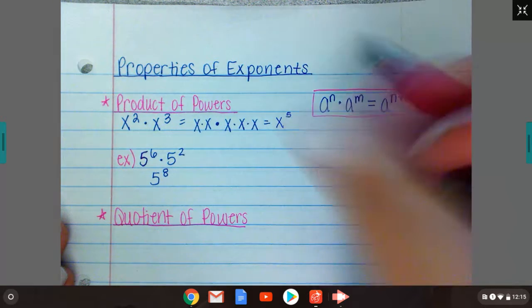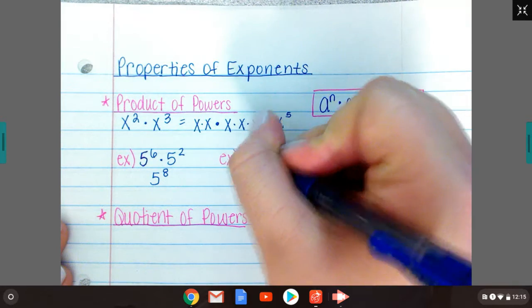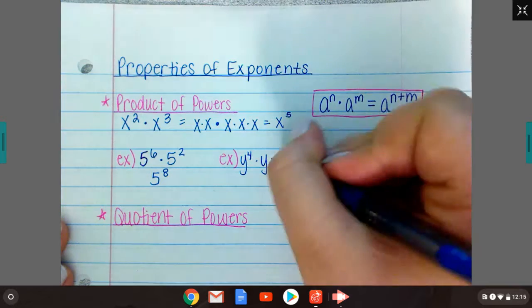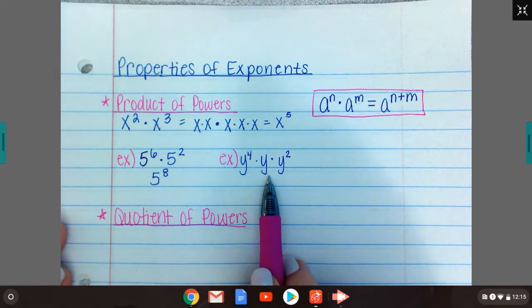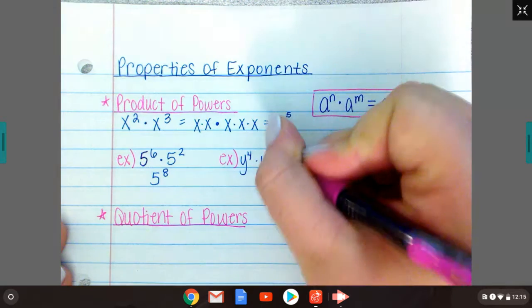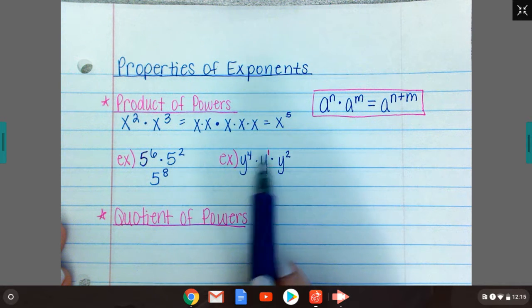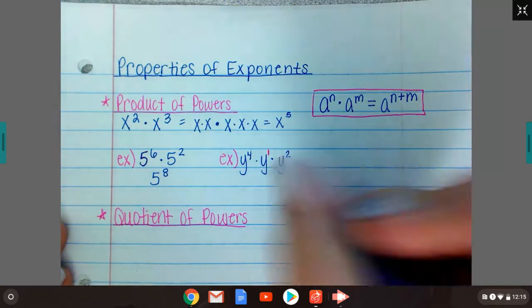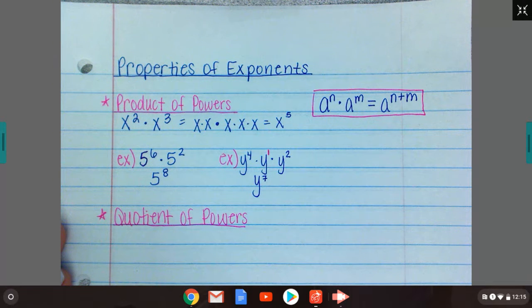Here's another one. If I had y to the 4th times y times y squared, one thing to notice here is sometimes they try to throw you off by giving you a variable without an exponent. If there's no exponent, there's an invisible 1 there. So we can add all of our exponents here. 4 plus 1 plus 2 is 7. So that's y to the 7th.